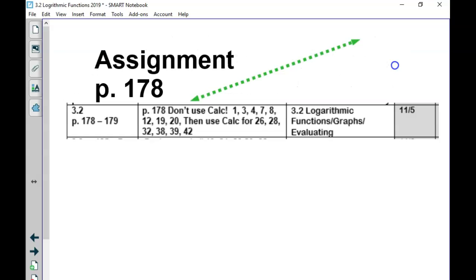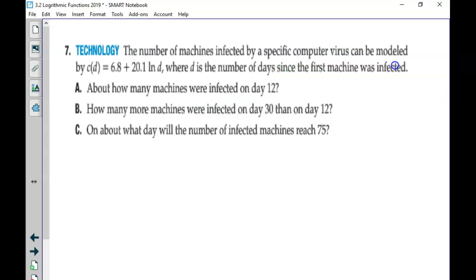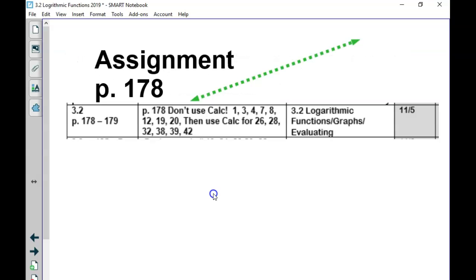The homework is here on page 178, okay? I didn't do application, but I'm not sure there's much for applications on here. It's all just plugging in numbers, okay? This is a cutesy one about a computer virus, but you just plug in a 12 right there. Then you plug in a 30 and subtract the difference. How would we do if we wanted to know when does it reach 75? You'd put the 75 over here, and we don't know how to work backwards, so we would solve it by graphing. Yes, put it in Y2. Okay? I think you got this.